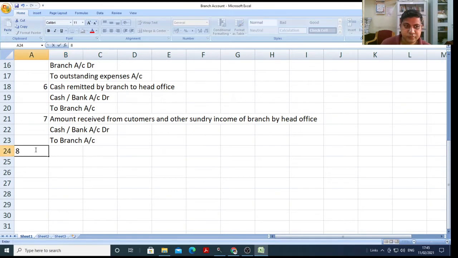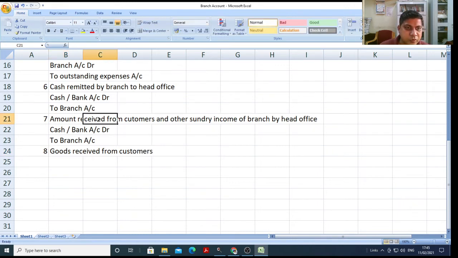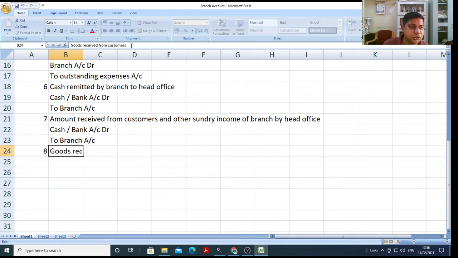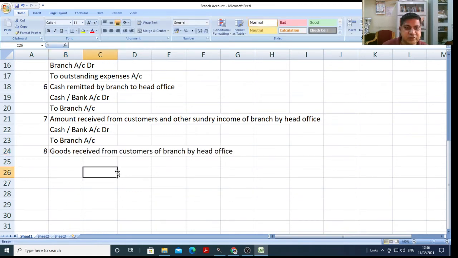Next, goods received from customers of branch by head office.